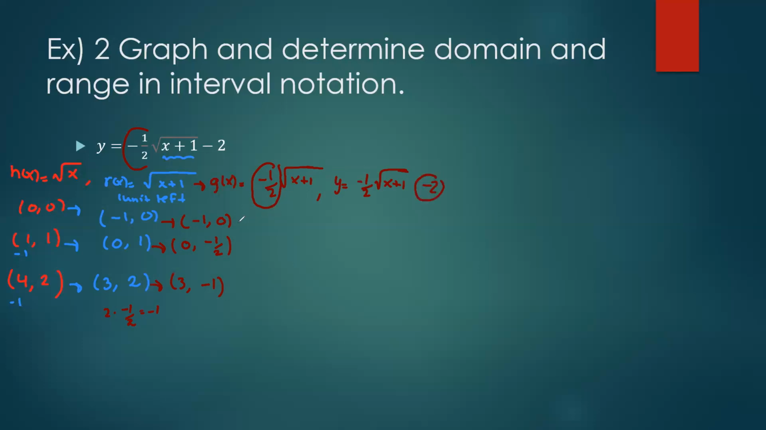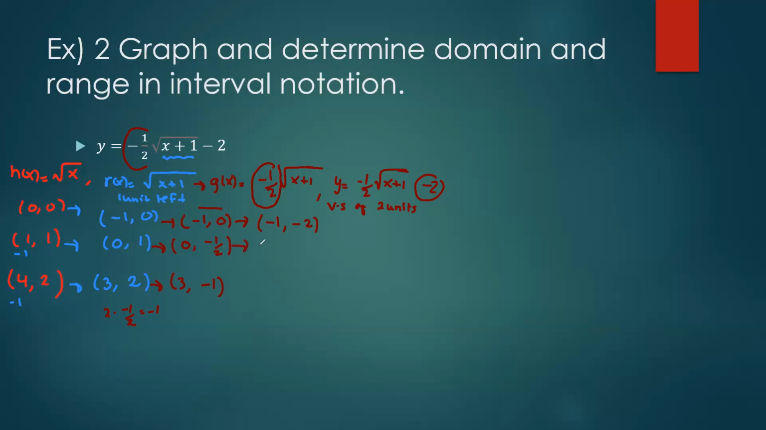And what you have to do is, if you have a constant outside the radical, that's a vertical shift, and it is going to be a vertical shift of 2 units down. So what you would do is subtract 2 from the y coordinate. So you always start from the previous. So -1 comma 0 is going to be -1 comma, so you subtract 2. So 0 minus 2 is -2.